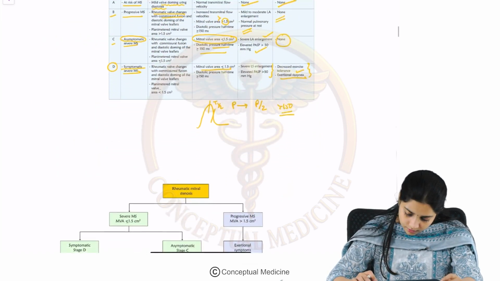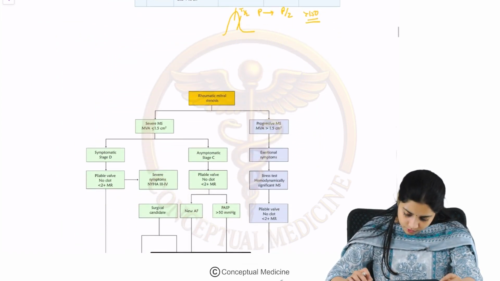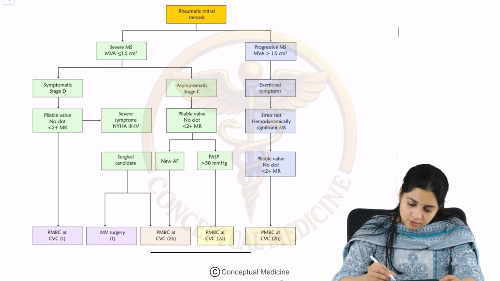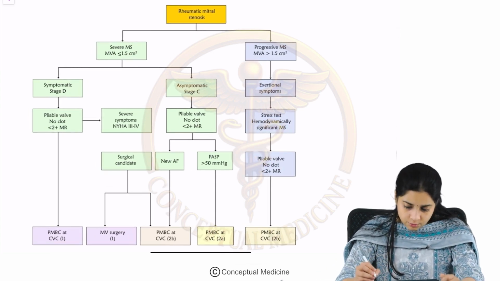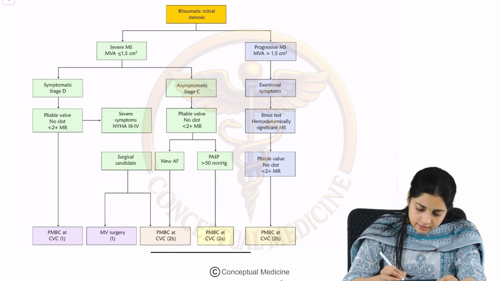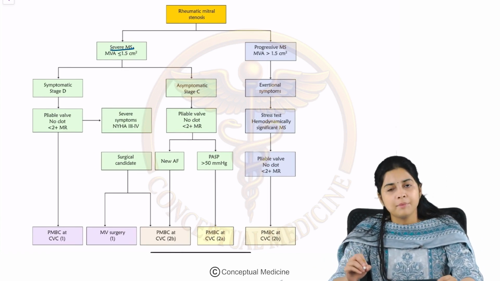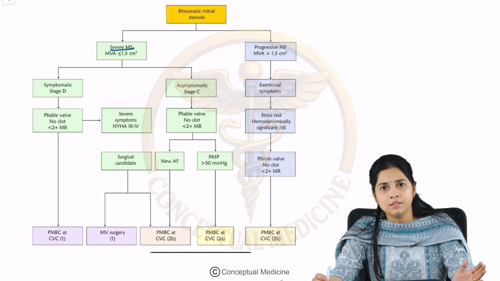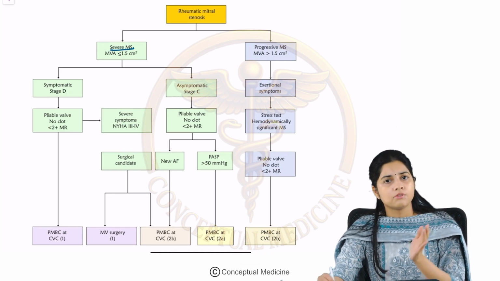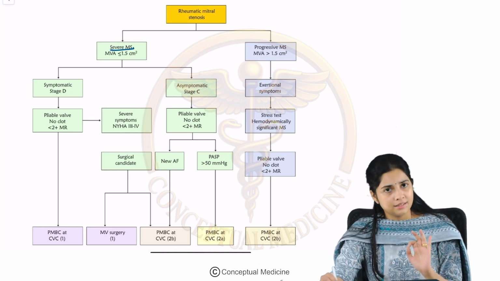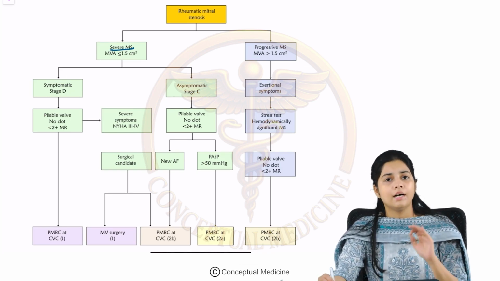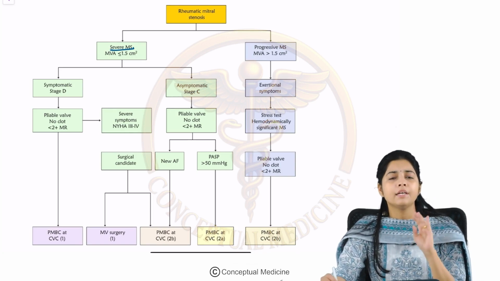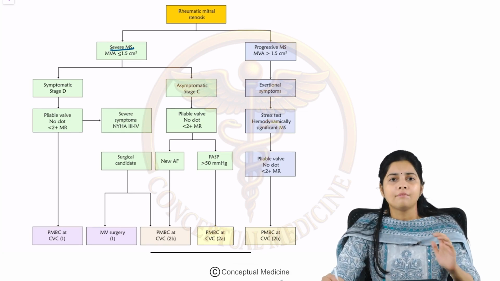Okay, fine. Now let us look at this flow chart. If there is rheumatic mitral stenosis, we see that there is severe MS. If the patient already has severe MS, he is either stage C or stage D, correct? Just now we had looked at that. Stage C means that he is asymptomatic and stage D means that he is symptomatic. So what are the conditions where you want to do a mitral valve repair?